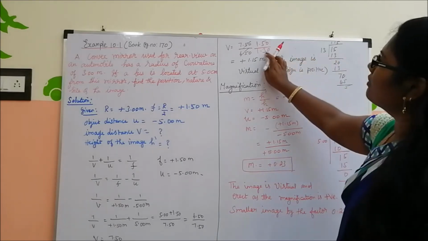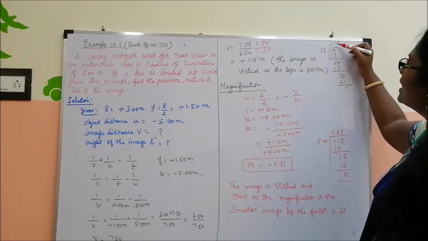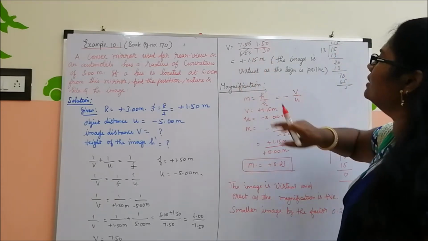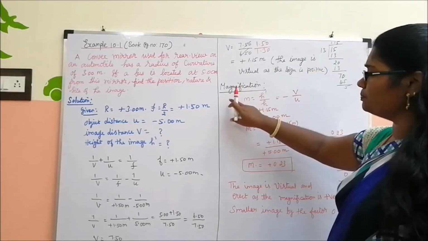We can divide this 15 by 13. If we divide 15 by 13, then we will get 1.15. So the answer is plus 1.15 meter. The image is virtual as the sign is positive.